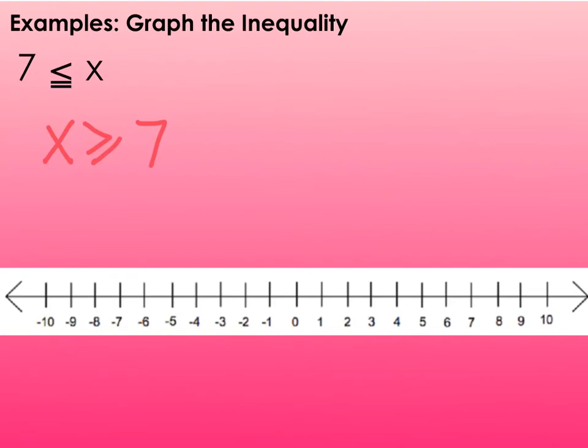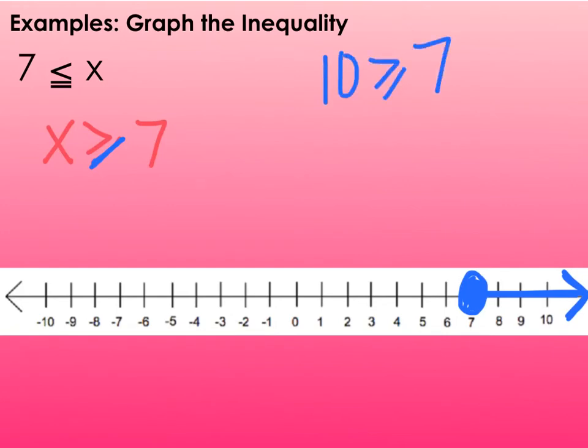Now, my primary number I want to go to is 7. Since I see that I have that equal to, I want to include it, so I'll shade in that circle. Then I know I want everything that is greater than, so I'll shade all the numbers that are larger than 7. Then to test it, I could say 10. 10 is greater than or equal to 7, and 10 is in my shaded region. Is this true? Yes, so I have a good graph.